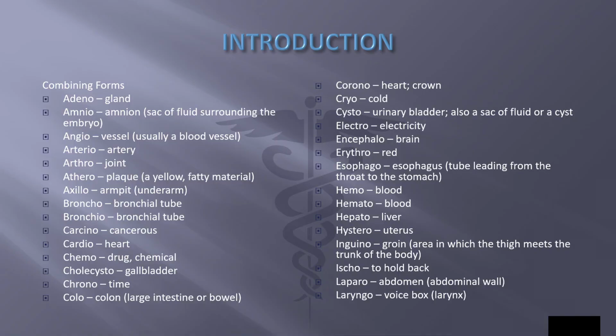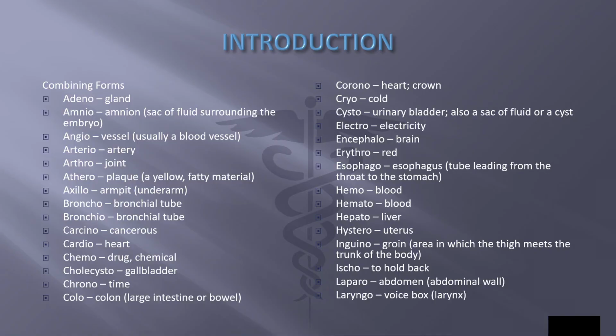Axillo is armpit or the underarm. Broncho and bronchio are both bronchial tubes. Carcino, cancerous. Cardio is heart. Chemo is drug, also chemical. Cholecysto is gallbladder. Chrono means time. Colo is the colon, large intestine or bowel. Corono means heart or crown. Cryo is cold.